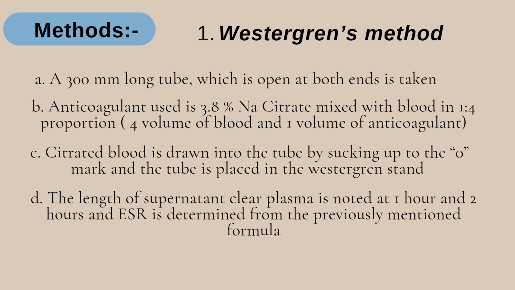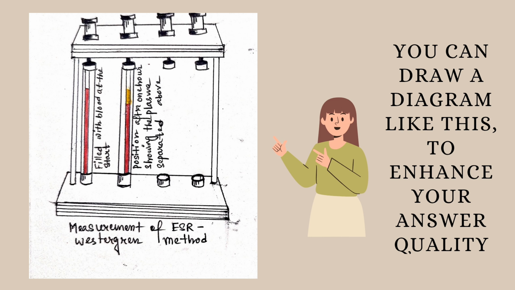The length of the supernatant clear plasma is noted at 1 hour and 2 hours and ESR is determined from the previously mentioned formula. You can add a diagram like this to make your answer more engaging. Don't forget to label your diagram properly.